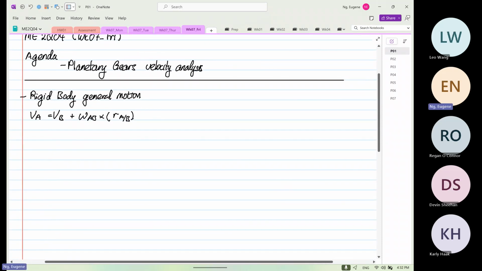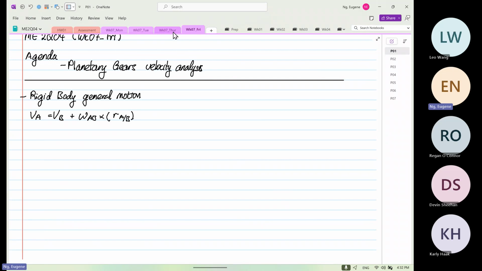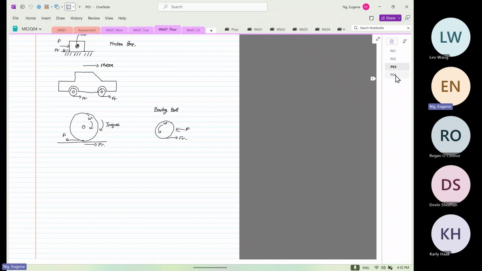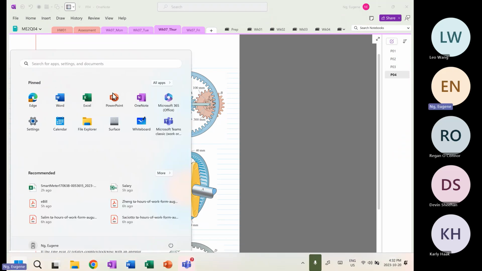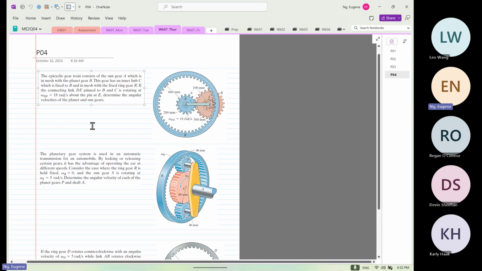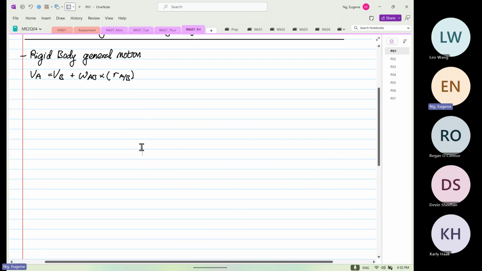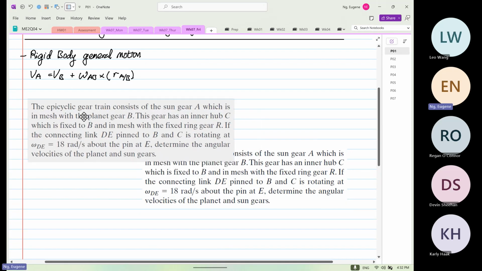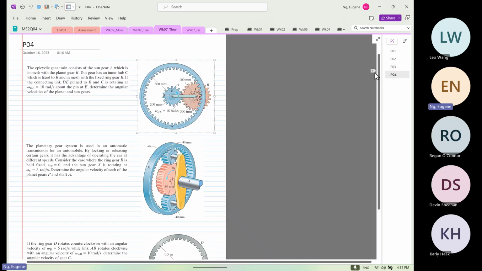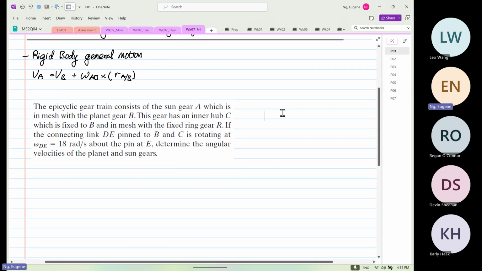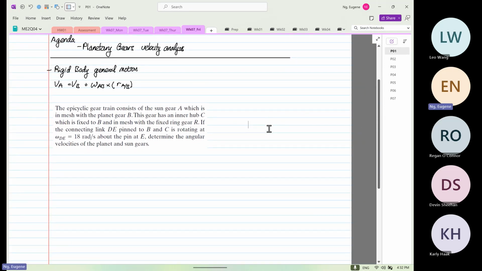The only thing that's different is we're dealing with planetary gears now. All these examples can be found on yesterday's lecture notes. So I'm going to copy the question. We're going to work based on the question. I have 3 questions to do. The textbook may have 5. So if there's a homework question on planetary gears, you'll be able to answer it.